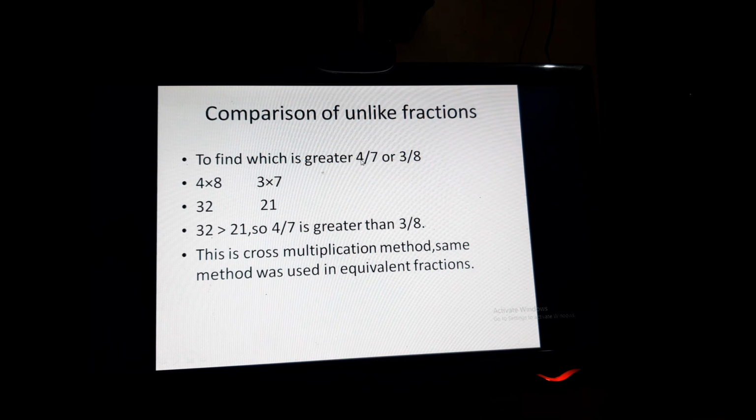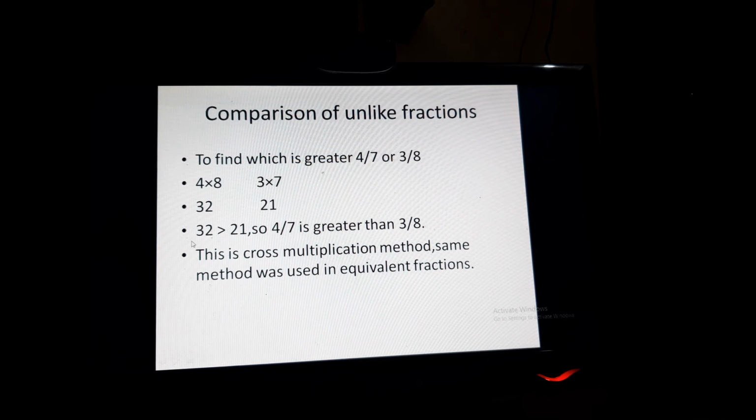So 4, the numerator of the first fraction, is multiplied by denominator 8 of the second fraction. 8 into 4, 32. The numerator of the second fraction is multiplied by the denominator of the first fraction. 3 into 7, 21. Now we know that 32 is greater than 21. So 32 is for 4 upon 7. We got 32 in place of 4 upon 7. This numerator 4 came from 4 upon 7. So 4 upon 7 is greater than 3 by 8. This is called the cross multiplication method. The same method we've used in equivalent fractions.